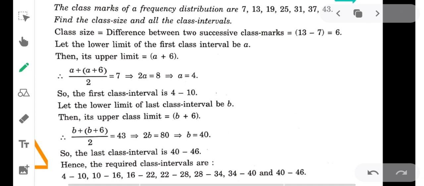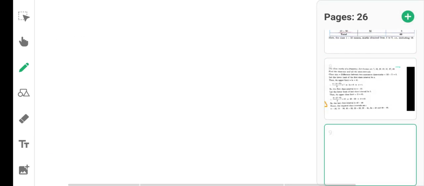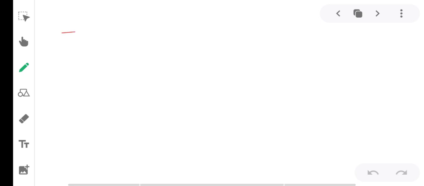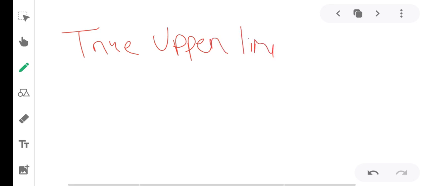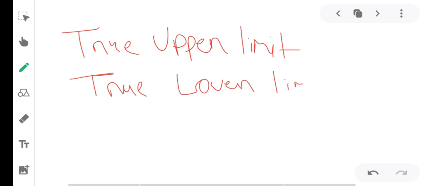Next, class boundaries, or you can say true upper limit and true lower limit. So what is true upper limit and true lower limit? We have studied about upper limit and lower limit.